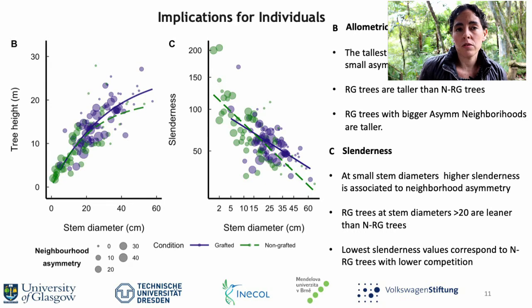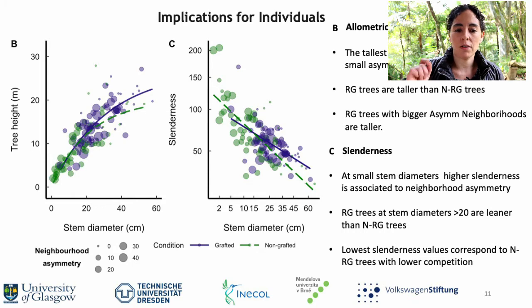So small trees are very spindly, very thin, they are trying to reach the light, they are investing more resources first in height rather than in girth. And when they have reached the canopy, they can invest in stem diameter, right? So a bigger tree is expected to be less slender than a smaller tree. That's why we see this downward trend.